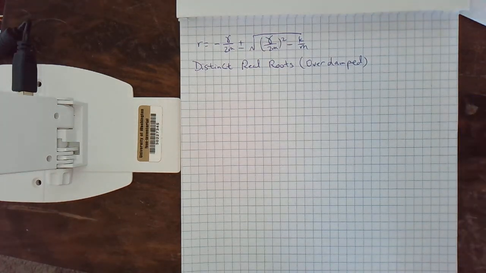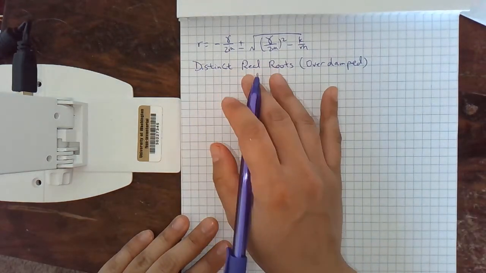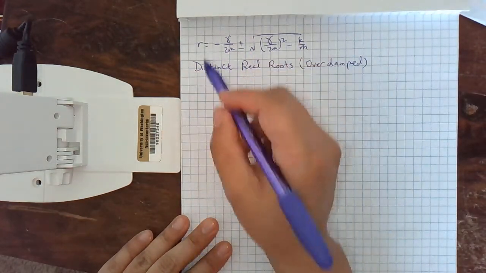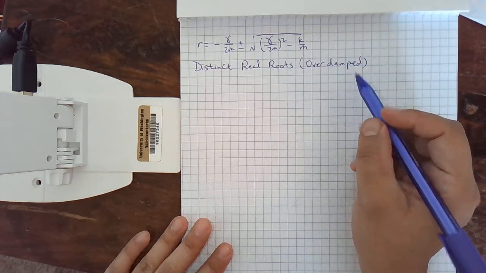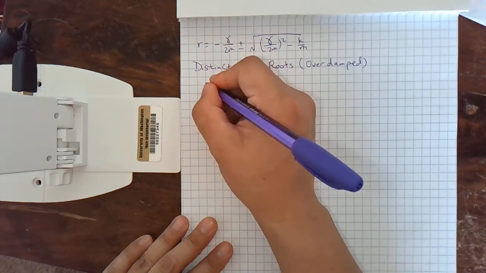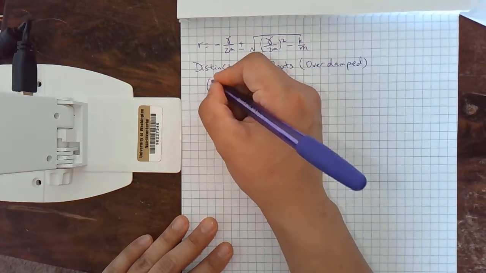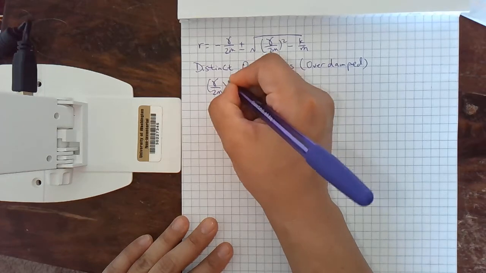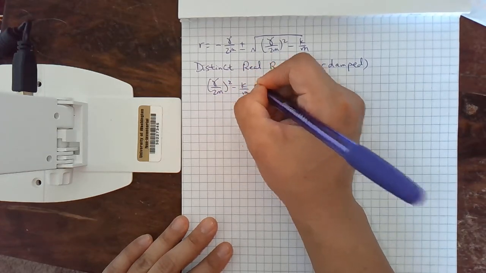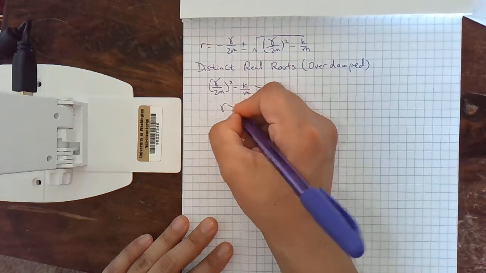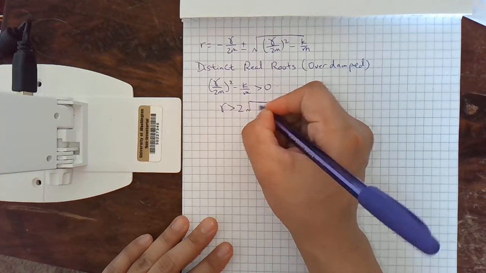Let's look at the last case of the damped harmonic oscillator, which is when there's two distinct real roots to the characteristic equation, and that gives us overdamping. So when are there two distinct real roots? We have gamma over 2m squared minus k over m is greater than 0, and so gamma is greater than 2 times the root of km.